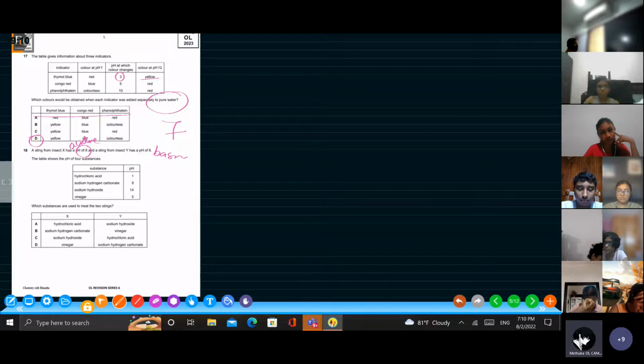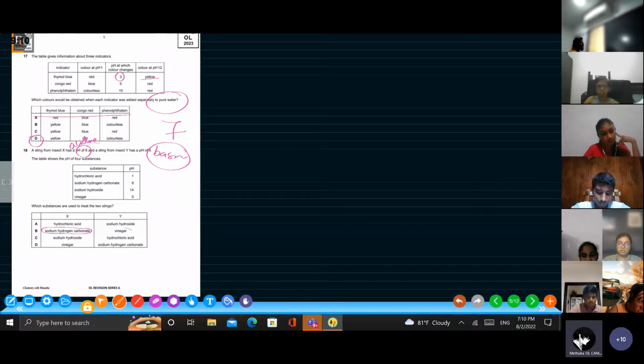So sodium hydrogen carbonate is good because it reacts with acids to give carbon dioxide. And if insect Y bites you, it gives you a base, and then you have to neutralize by putting an acid. What will happen? That will burn your skin as well. So use a weak acid, right? So in order to neutralize this, use a weak base, and for the other, put this weak acid, right? That's the reason. Therefore, the answer is B.